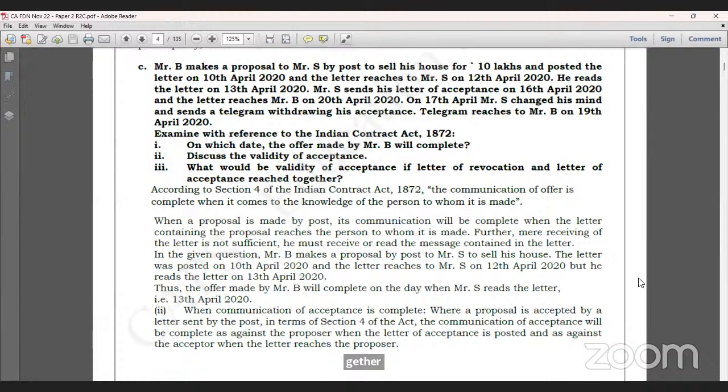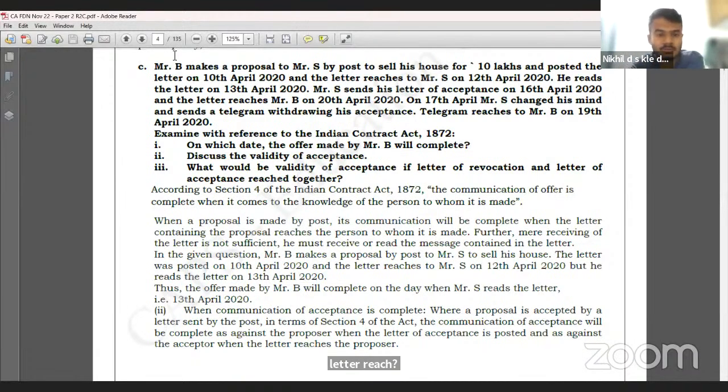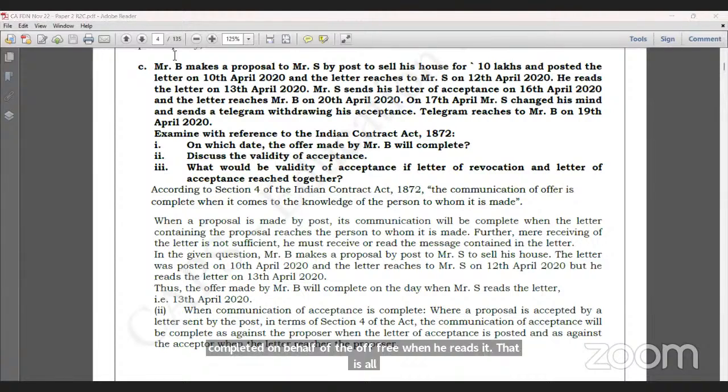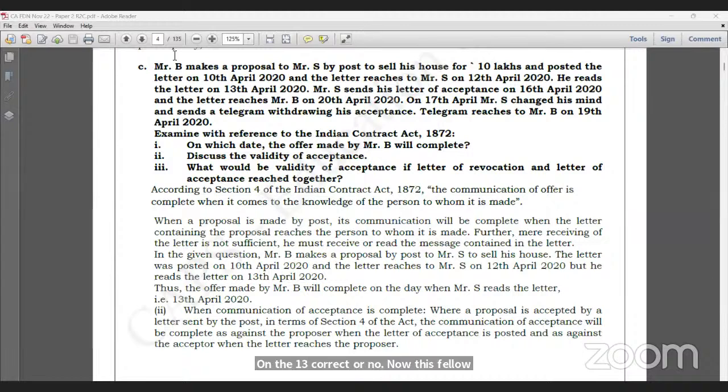See, one person sent a letter on 10th. When did the letter reach? 12th. So when is the offer completed on behalf of the offerer? On 12th, correct or no? When is the offer completed on behalf of the offeree? When he reads it, that is on 13th. That is the second part. When is the offer complete? So the offer is completed in 2 parts: on behalf of the offerer or the promiser on 12th, and on behalf of the promisee or offeree on the 13th. Correct or no?